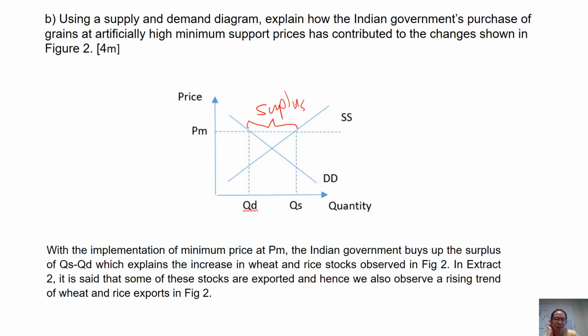rice stocks observed in figure 2. So you must make reference to figure 2, saying that because of the purchase of the surplus, this explains the increase in wheat and rice stock. And as I said, in extract 2, it is said that some of these stocks are exported. Because of that, this also explains the rising trend of wheat and rice exports in figure 2.